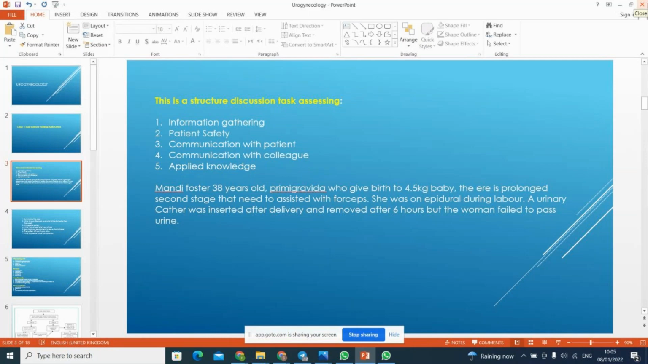Okay, so when you read the scenario, what is coming to your mind? What is the most probable diagnosis for this case? So this is a probable case of postpartum voiding dysfunction. Okay, and how to manage this case?